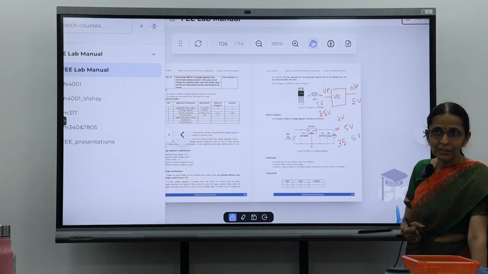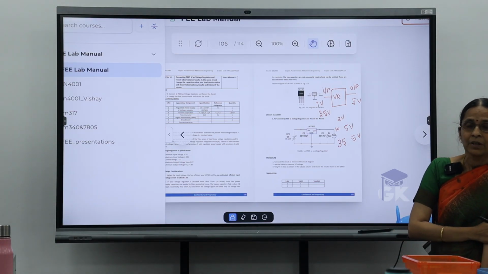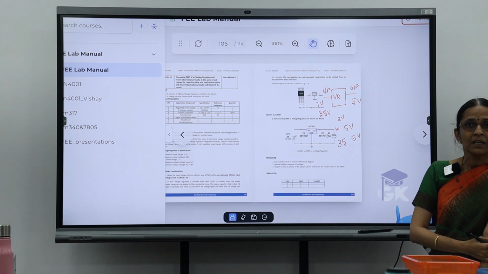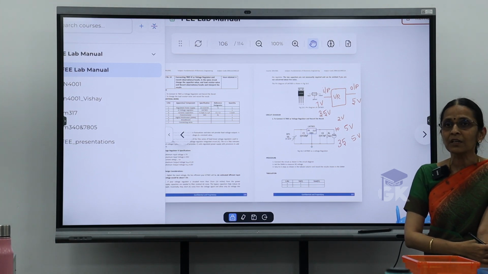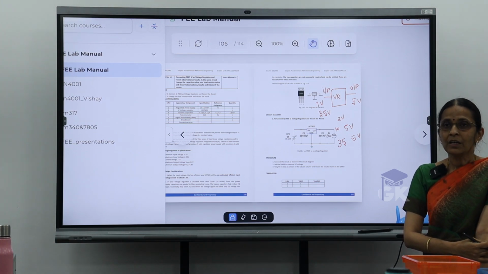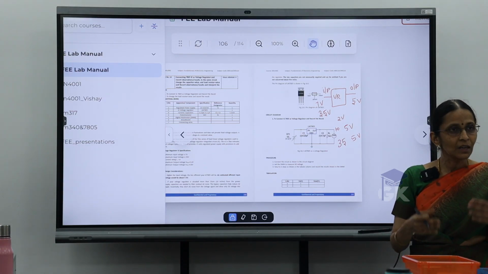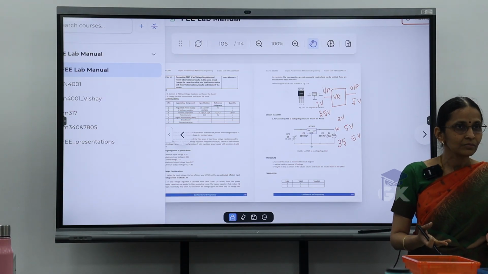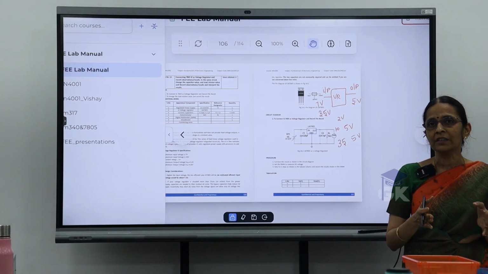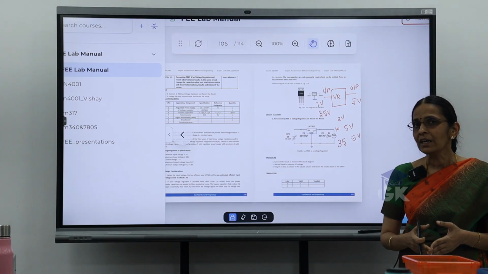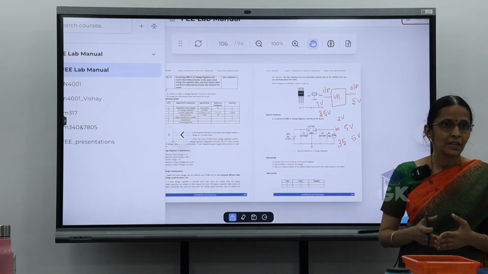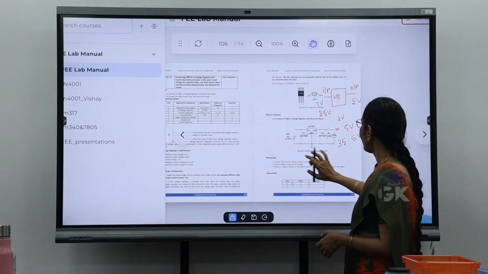So what will happen to my IC? My IC will get heated up. So I should provide something called a heat sink in order to protect my IC. Just because the data sheet says it's 35 volt, it doesn't mean I have to give 35. I should operate it safely such that my IC doesn't get heated up. That also we should take care of. So that is what we are telling here.